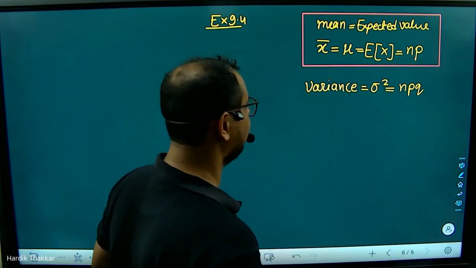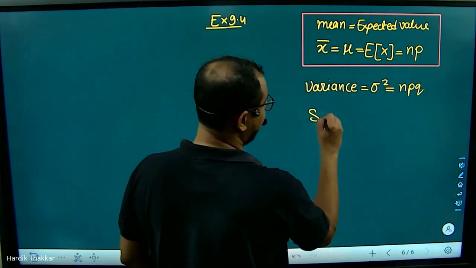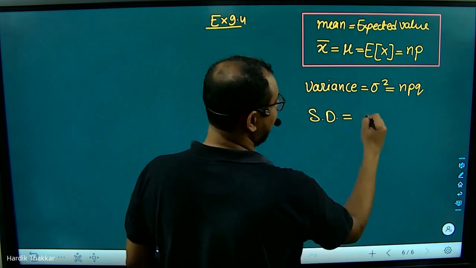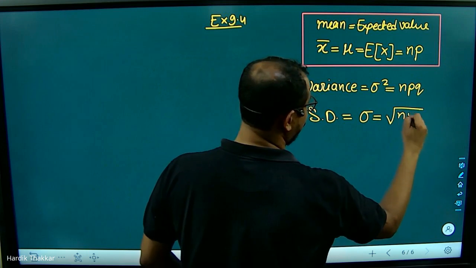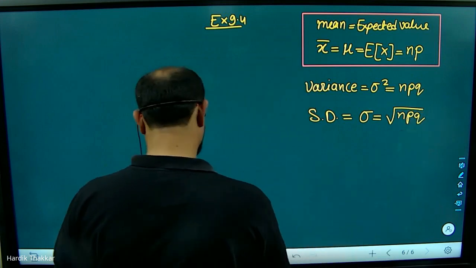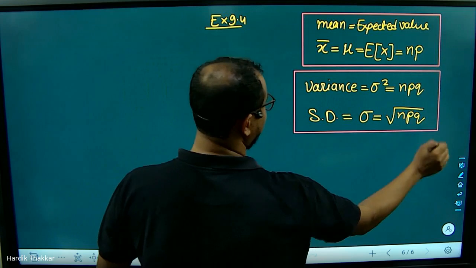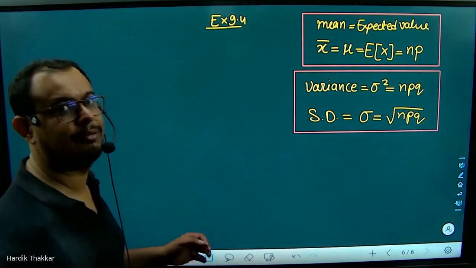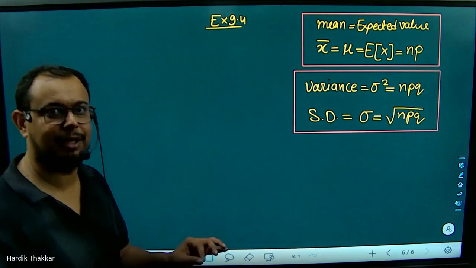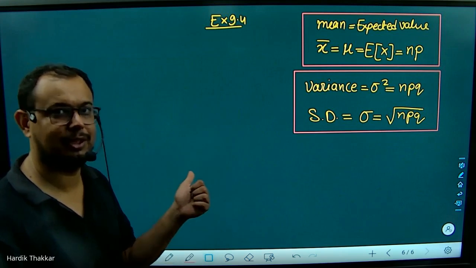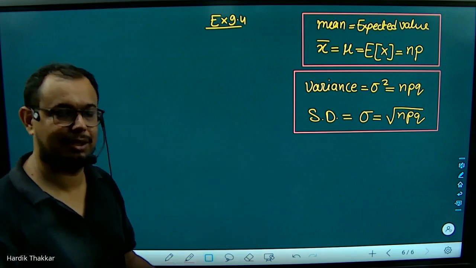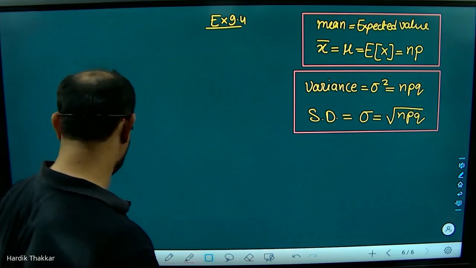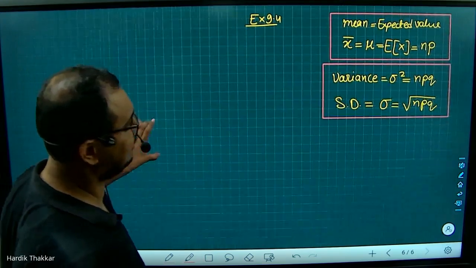n into p into q, and further standard deviation will be represented by sigma, and that is equal to root npq. Only these two formulas are used for the next exercise. And also you have to use the concept of random variable, which we have studied in the first or second exercise, and the concept of binomial distribution, which we have taken in order.